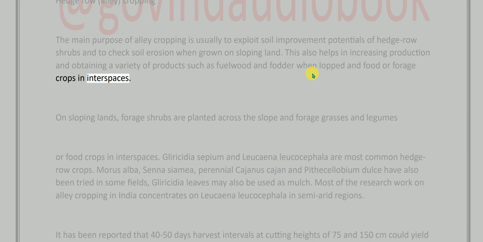On sloping lands, forage shrubs are planted across the slope and forage grasses and legumes or food crops in interspaces. Gliricidia sepium and Leucaena leucocephala are most common hedgerow crops. Morus alba, Sesbania sesban, perennial Cajanus cajan and Pithecellobium dulce have also been tried in some fields. Gliricidia leaves may also be used as mulch.